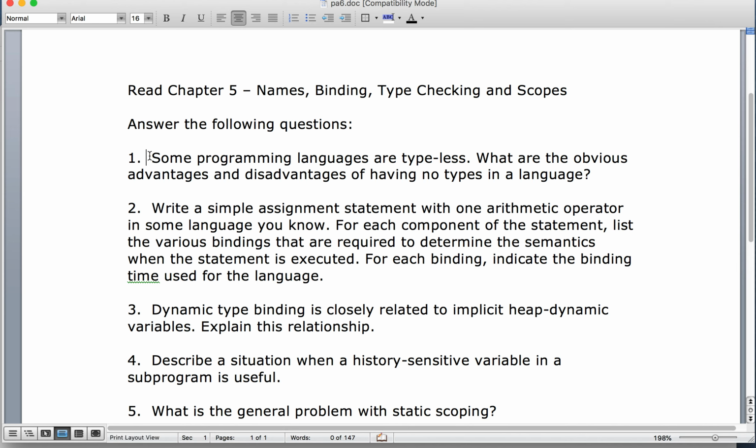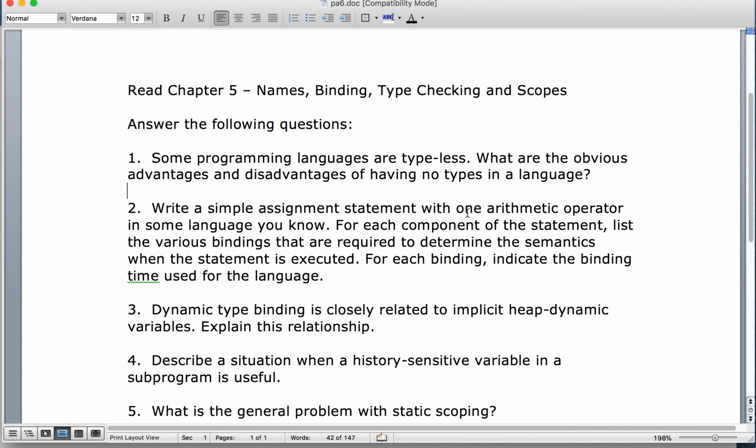So for example, some programming languages are typeless. And what I want to do is address the first question for you here. What are some obvious advantages and disadvantages of having no types in a language? Okay. Answer in your own words. I cannot stress this enough. Answer in your own words. Okay, so what does that mean?